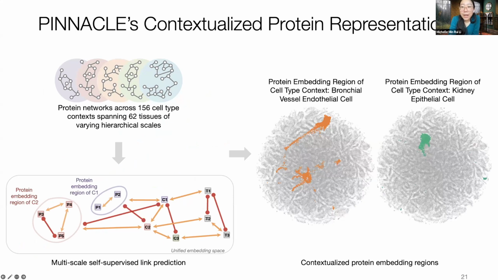As a result, we have a single unified embedding space where protein representations are organized according to cell type context and tissue organization. So in these UMAP plots here, you'll notice that the proteins from the same cell type context are enriched in a particular embedding region. Separately from this UMAP, we directly use an approach called spatial analysis of functional enrichment on PINNACLE's embeddings to show that indeed these spatial regions in PINNACLE's embedding space are significantly enriched for protein representations originating from the same cell type context.